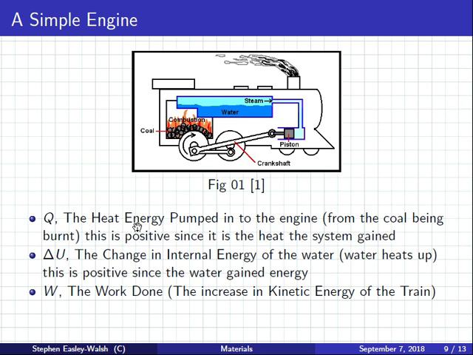I'll say it again: the Q is the heat. The delta U is the extra energy in the water and the engine. And then the W is the work that the train does. Q equals delta U plus W. Good. And what rule gives you this in physics? Energy can't be destroyed.